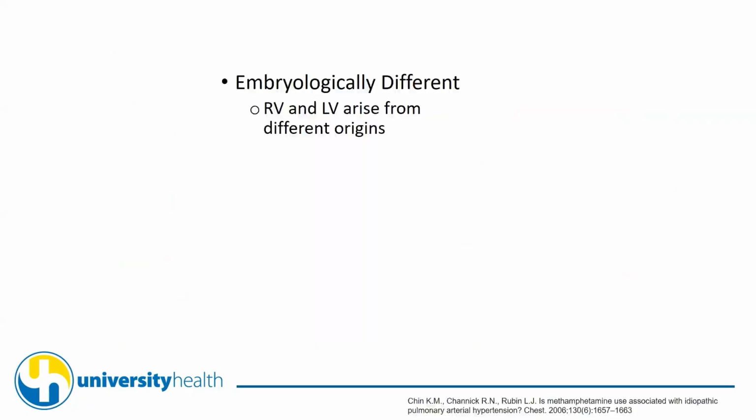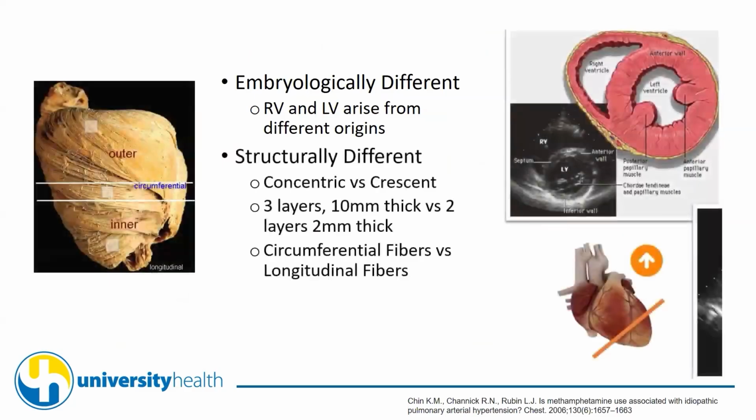And the reason I say that is, for one, they're embryologically different. The RV and the LV arise from different origins. They're structurally different. The LV is more of a concentric shape versus the RV, which is more crescent shaped. Here is a parasternal short axis. So we cut the heart from the top to the bottom, and you see this view right here. And here you can see the LV is also very thickened. It's almost 10 millimeters thick versus the RV, which is only 2 millimeters thick.